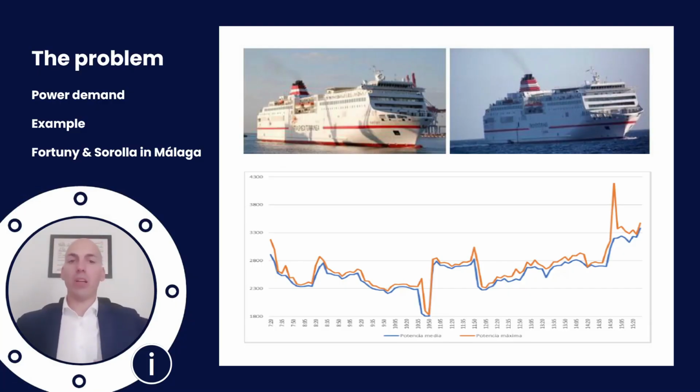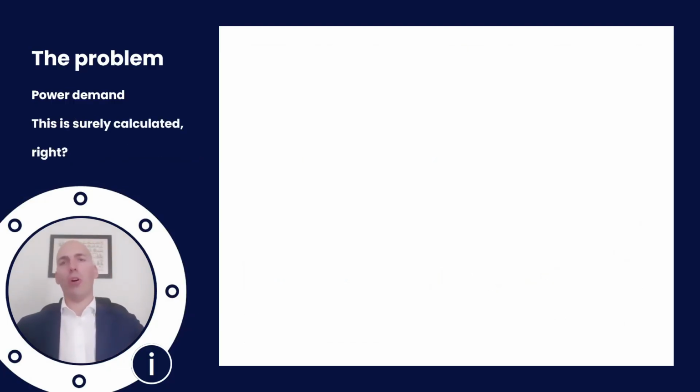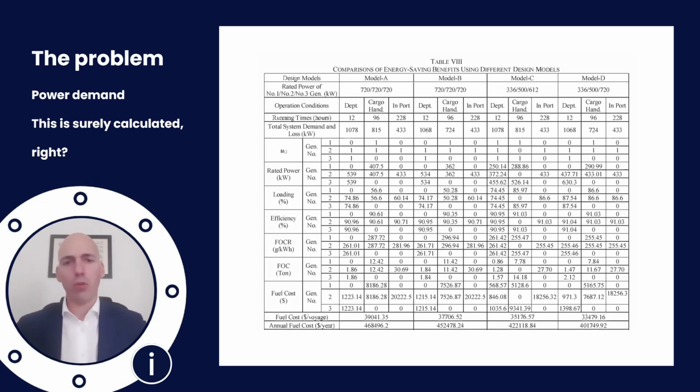So this is just to show there's a high degree of fluctuation, not just between sister ships, so typically your clone, but even of the same ship at different berths. So you might think, hold on, this is surely calculated, right? I mean, you have an operational profile and you have engines running. Well, yes and no. Of course, you have these load tables of the different operational profiles. As you can see, operating conditions, running times, there are all kinds of estimates basically stating this is what you would need in terms of kilowatts if you are doing that.